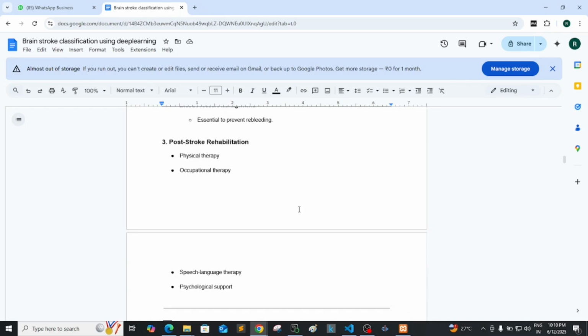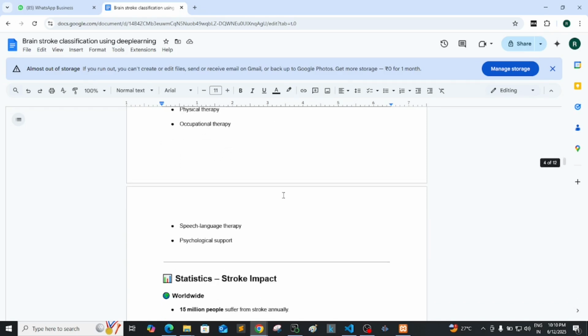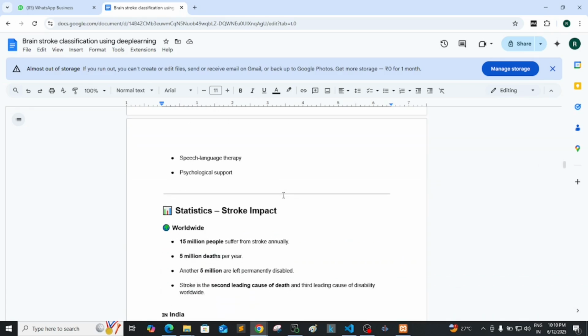Post-stroke rehabilitation is also needed: physical therapy, occupational therapy, speech-language therapy, and psychological support. These are needed because after a stroke the person becomes very weak. To make sure he comes back and fits into society, communication with the patients is needed, and we must make sure they feel happy.